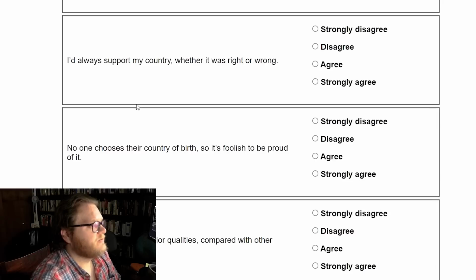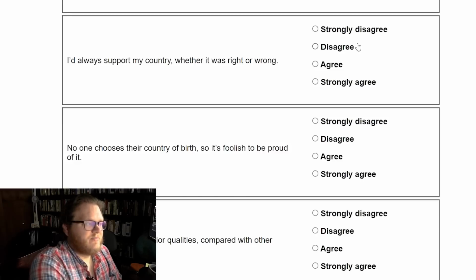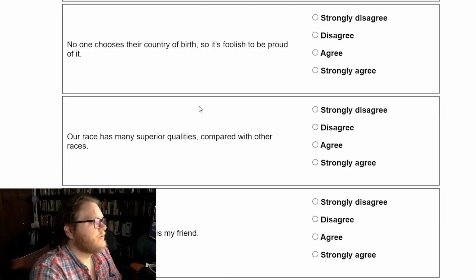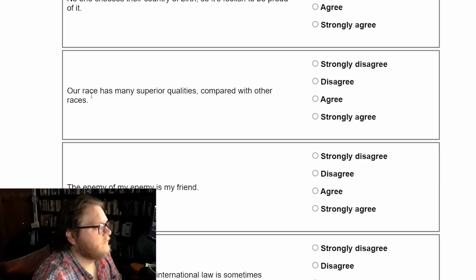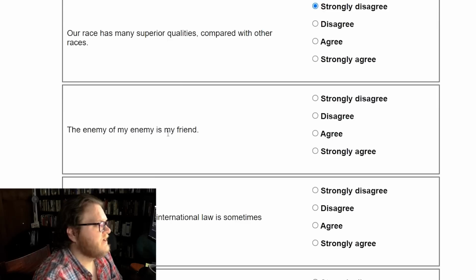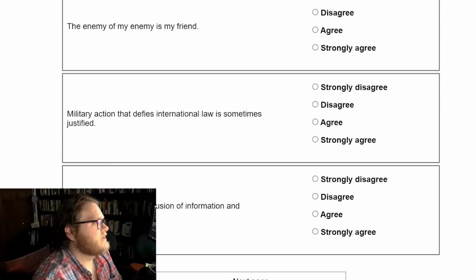I'd always support my country whether it was right or wrong. Also, once again, the way it's phrasing this is implying a number of things, but I would have to say disagree. No one chooses their country of birth, so it's foolish to be proud of it. This I also disagree. Our race has many superior qualities compared with other races. Strongly disagree. The enemy of my enemy is my friend. Also strongly disagree. Military action that defies international law is sometimes justified. Agree. Not strongly agree, but mildly agree. It all depends on the situation.